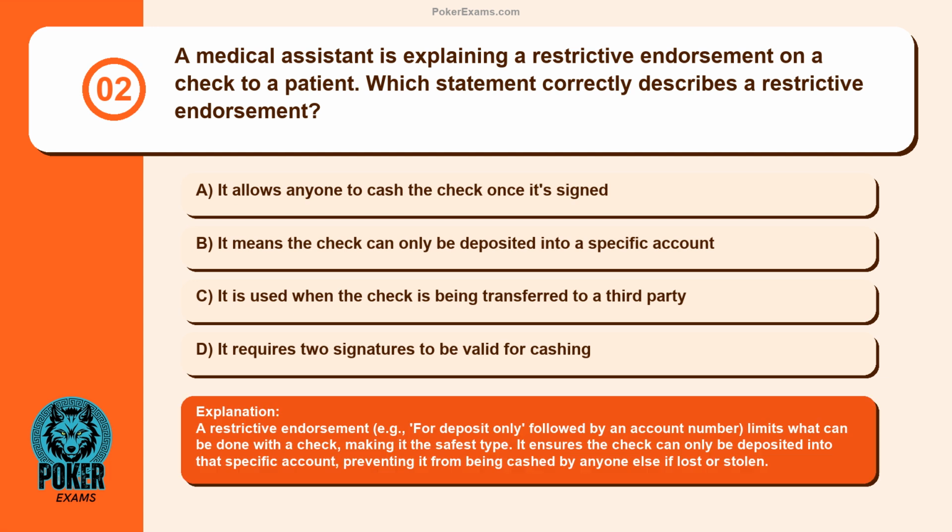A restrictive endorsement, e.g., for deposit only followed by an account number, limits what can be done with a check, making it the safest type. It ensures the check can only be deposited into that specific account, preventing it from being cashed by anyone else if lost or stolen.